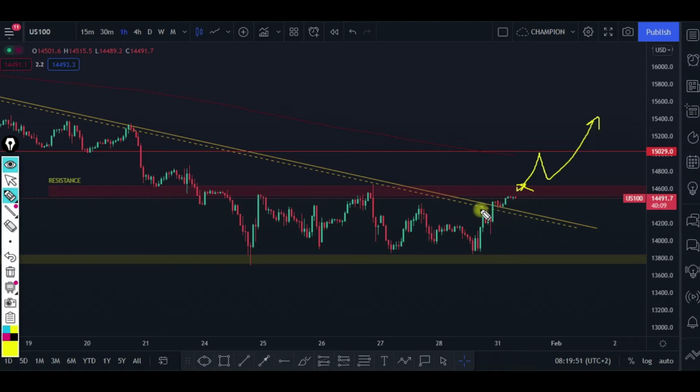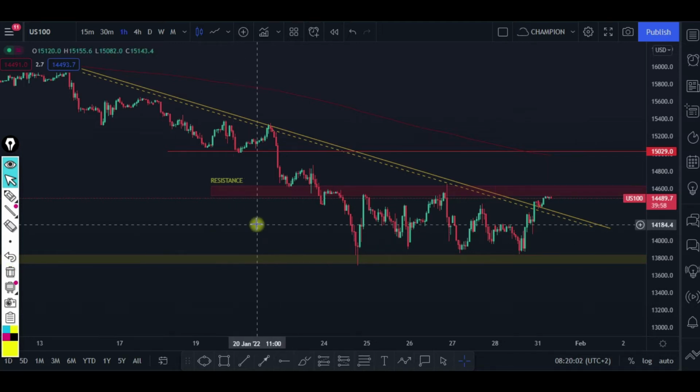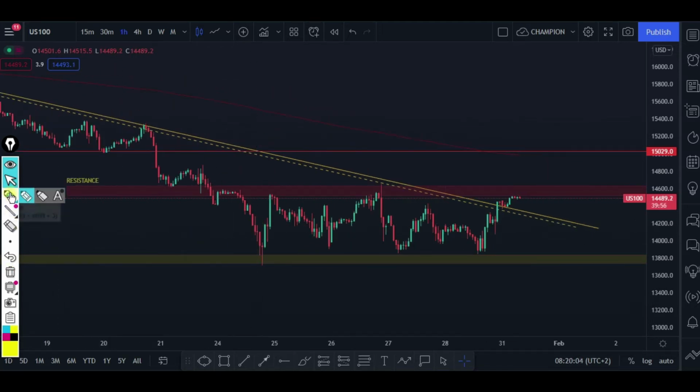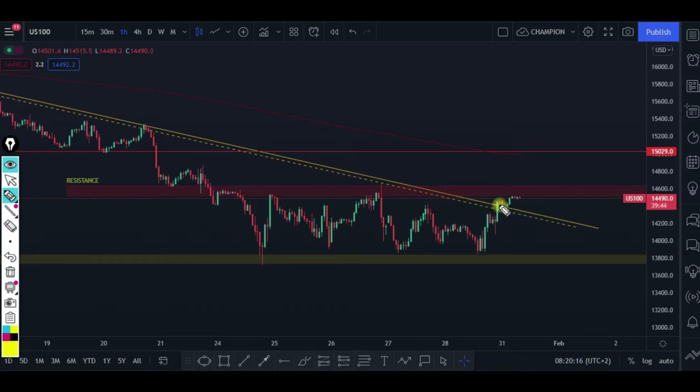Now the market broke out of this diagonal resistance, which simply shows us that on 1 hour time frame it's more like a wedge, and the market broke out of it. It's gonna retest and push high. I hope it's very clear.